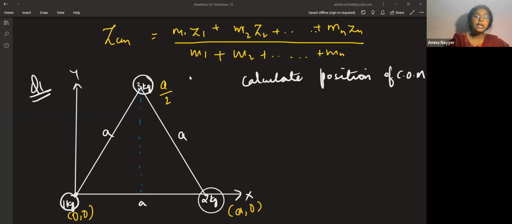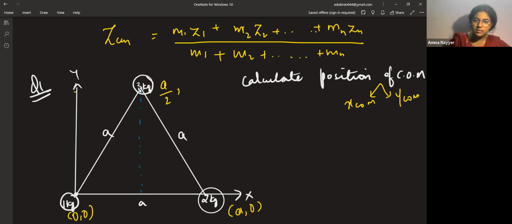Now the second point, a by 2 comma second one. So we have to find out which point this is. This is some point, and we have to find out which point. Now look, whenever the question is to calculate the position of center of mass, you should automatically write down all the axes. Now look class, how to find out this point.